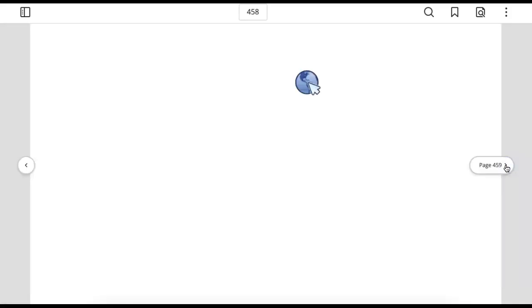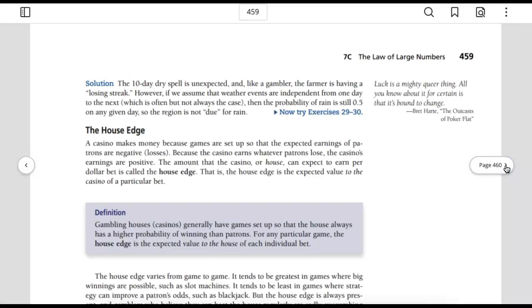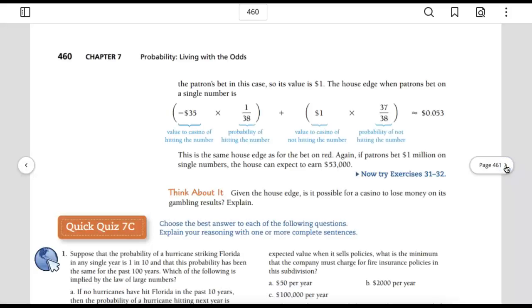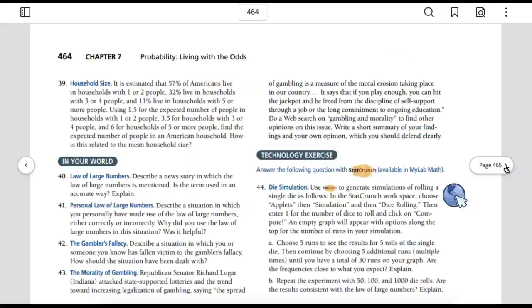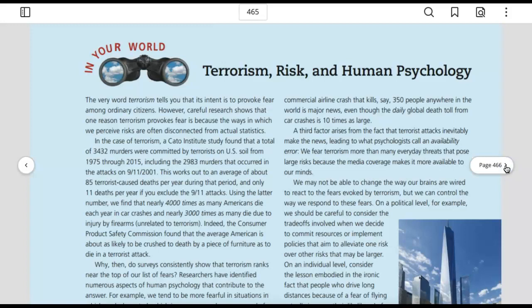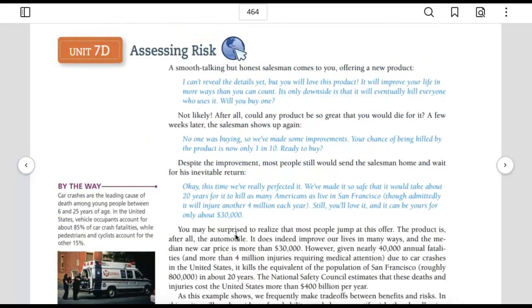In the next section, I didn't write down the page number here, but in the next section, we see some experience with real-world examples. I think it started on this page down here at the bottom. Assessing risk. So no real formulas in this particular section, but these are a lot of good real-world examples. Go through and read those and see how we can apply these types of probabilities in real life.